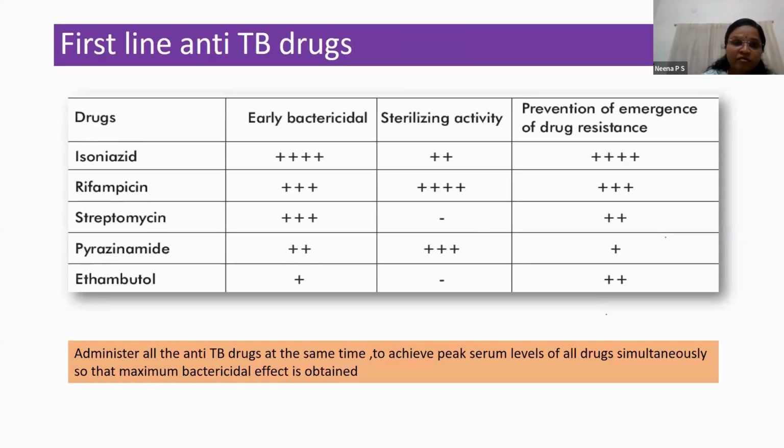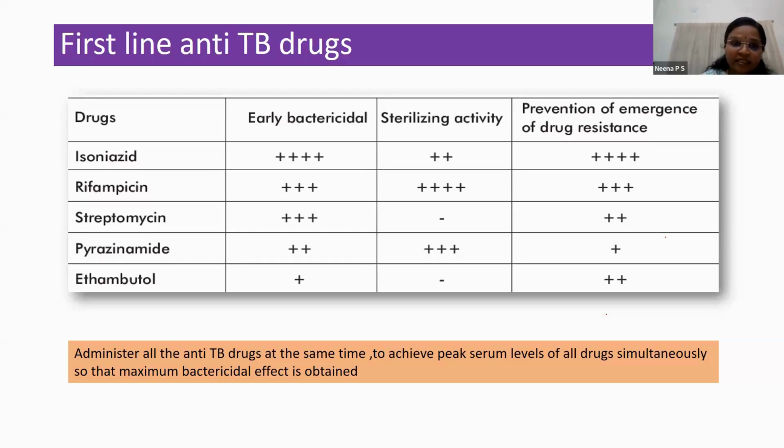So you have basically 4 drugs, that is isoniazid, rifampicin, pyrazinamide, and ethambutol. Streptomycin, previously it was included as a first-line drug. Now it is considered as a second-line drug only. You can consider adding streptomycin only when there is an adverse drug reaction and you need to stop any one drug, and you can consider it as a replacement drug.